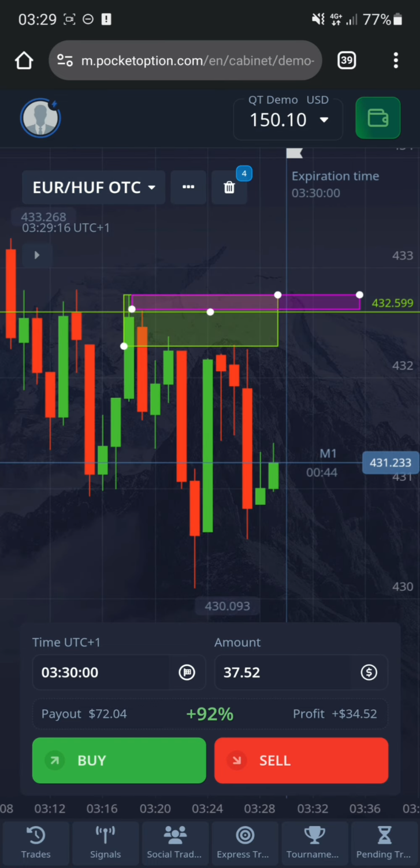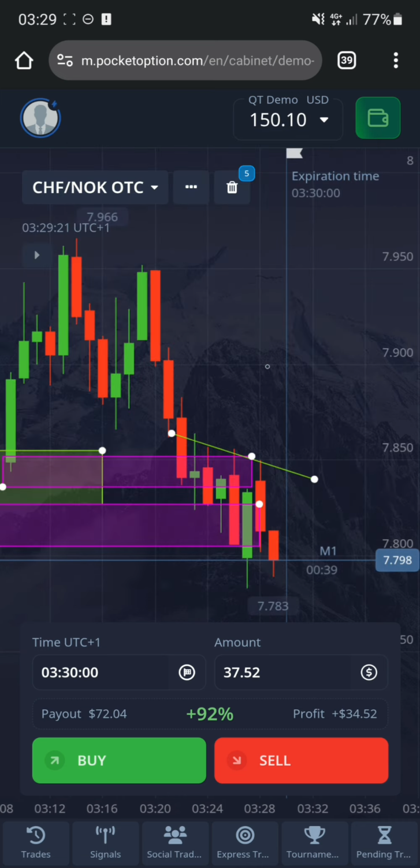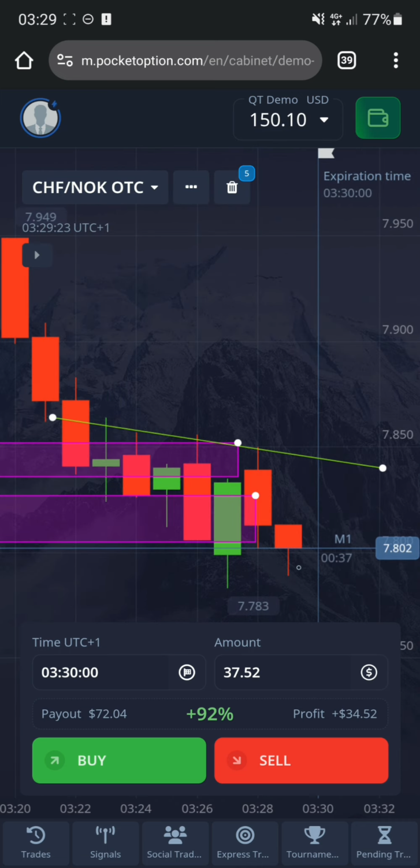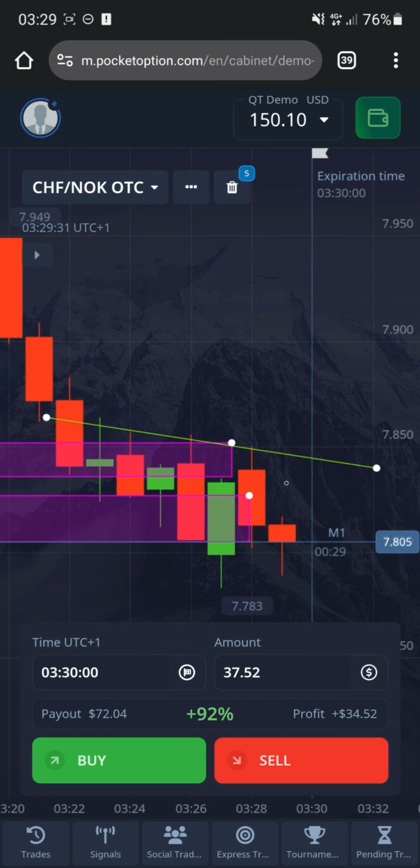Let's check this one again. Okay, let's just wait for this and see if the buyers come up, then we can go with the sellers after this, because we're making this red green pattern. There's every tendency that if we have a green, we may have another red after this, because it's a downtrend, of course.